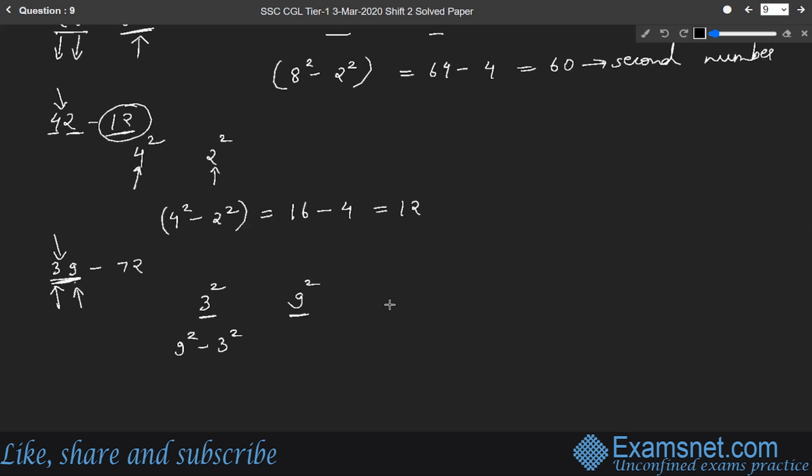And again, I am repeating that difference will always be larger number minus smaller number. That is why we have written 9 square minus 3 square. So 9 square will be 81 minus 3 square. 3 square is 9. So 81 minus 9 will be 72, which is the second number. So logic is correct for this option also.